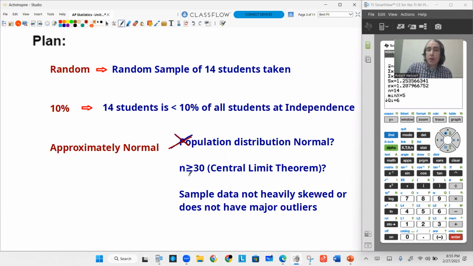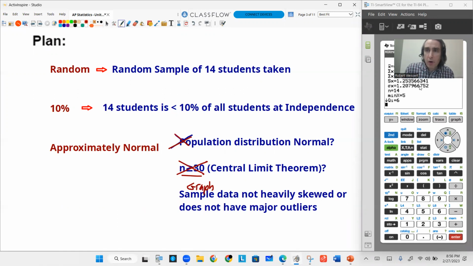Either our sample size is big enough where it doesn't really matter. We reach the central limit theorem, so our sampling distribution is going to be approximately normal anyway. Unfortunately, we haven't met that condition. So therefore, we have to graph. We have to graph our data and see: does our sample data not have any heavily skewed or major outliers?